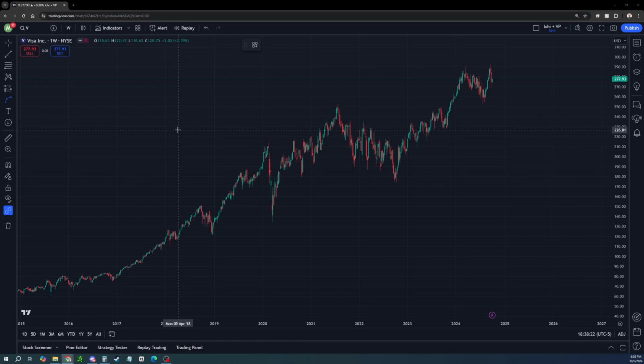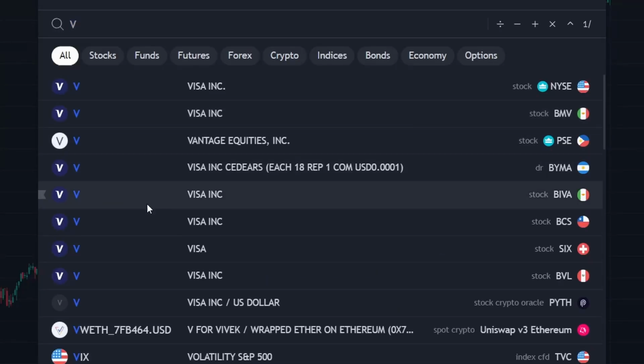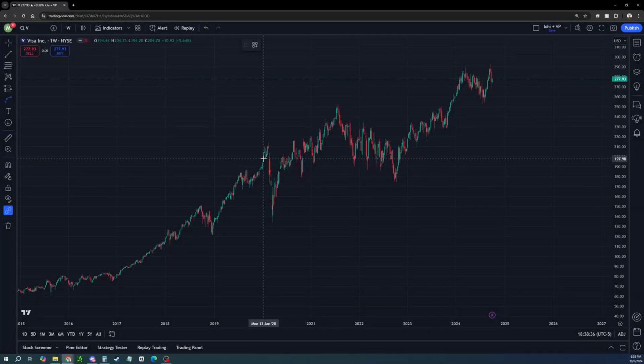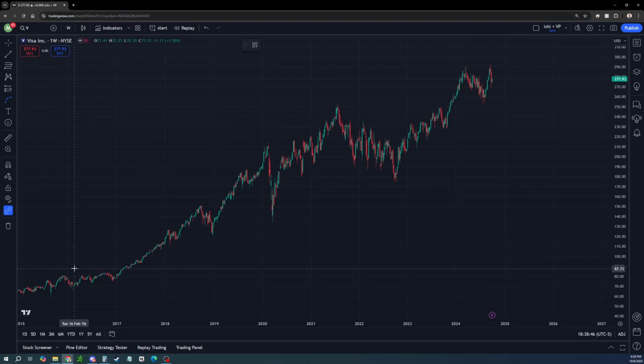So once you're in TradingView and signed in, simply go ahead to the search bar at the top of the page and then type in V. And then go ahead and click on this first one here from the New York Stock Exchange, NYSE. Just click on it and it'll pull up on the chart here. And now I did spot this pattern on the weekly chart, so you can use this button up here to go to the 1 week chart.